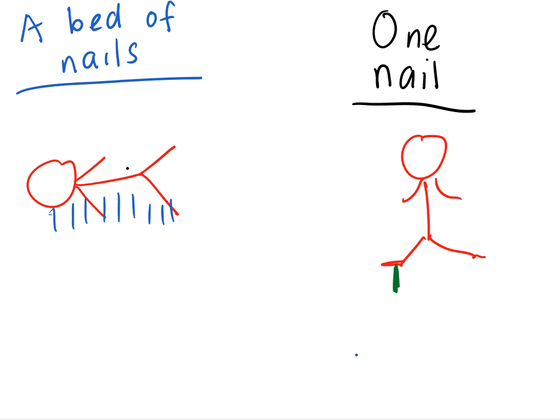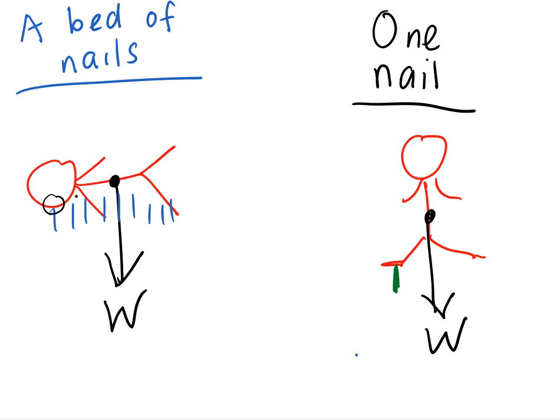Now, the force that's pulling the two persons down is the weight of the person. So in this case, the weight is pulling the person down. So in both cases, the weight is the same because let's say we are talking about the same person. However, now for this person that's lying down on a bed of nails, the weight is distributed over all the nails that's in contact with the person.